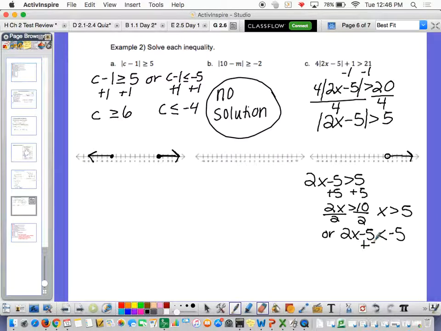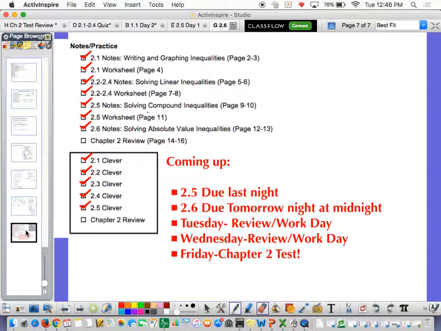And then if we solve this one, we have plus 5 plus 5. So 2x is less than 0. To get x by itself, we have to divide by 2. So x is less than 0. So then we go to 0, circle, go the other way. Okay, and they should be going opposite directions. Remember, if you have an or statement, your arrows should be going opposite ways. That's still something that we're having trouble with, so don't forget about that. Okay? All right, beautiful things. That's section 2.6.